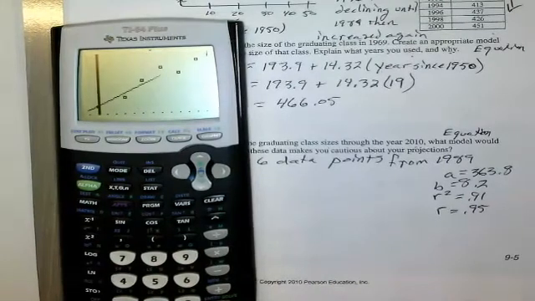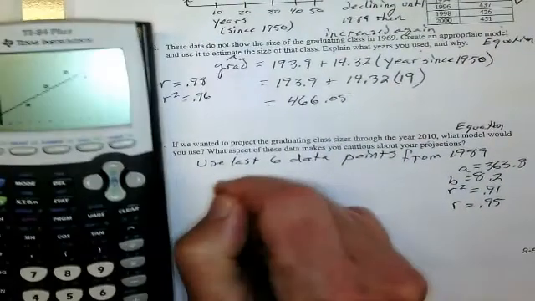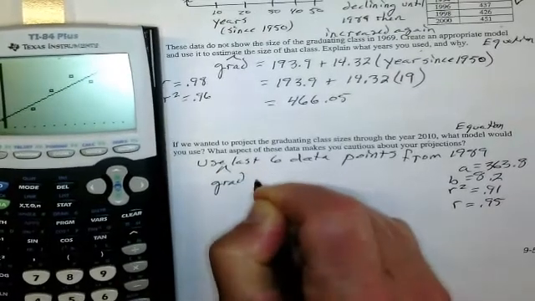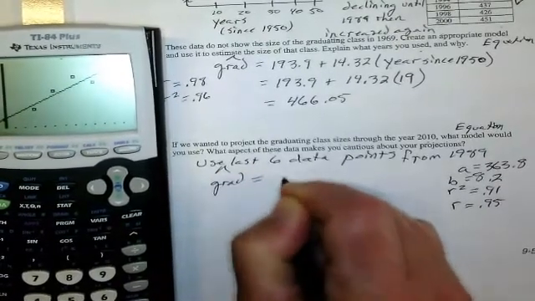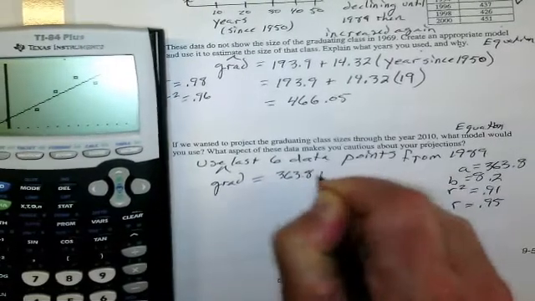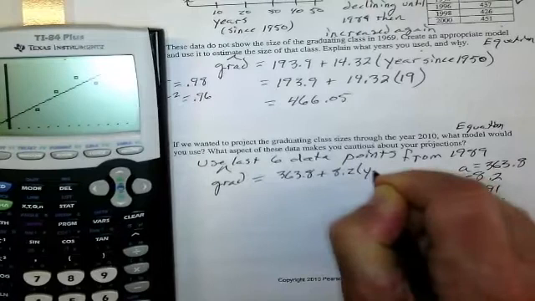There's my graph. Now, obviously, you should be able to look at this and see what the major problem is. What makes you cautious about these projections? Well, first, let's find 2010. So we have grad hat equals 363.8 plus 8.2 times the years since 1989.